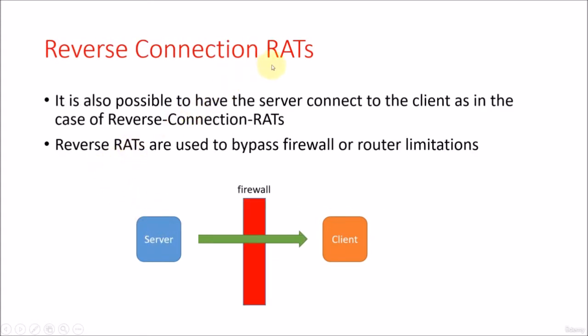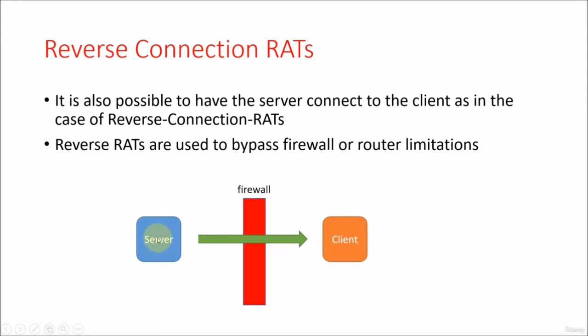Reverse connection RATs, remote access tools. It is also possible to have the server connect to the client, as in the case of reverse connection RATs. Reverse RATs are used to bypass firewall or router limitations. Normally, computers sitting behind a router or a firewall cannot be reached from outside because the firewall will block the connection.